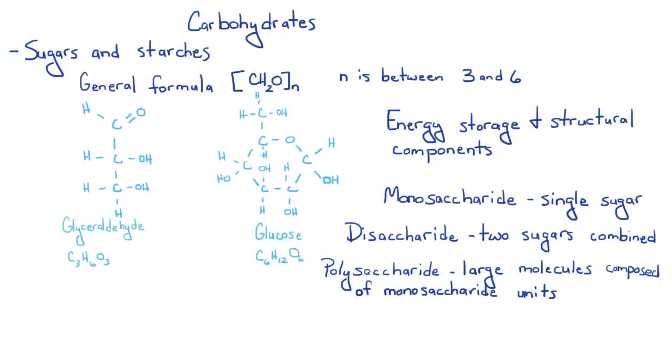Polysaccharides are large molecules composed of a bunch of different monosaccharide units. Starch is a polysaccharide of glucose molecules, and starches contain hundreds and hundreds of molecules of glucose all bound together.